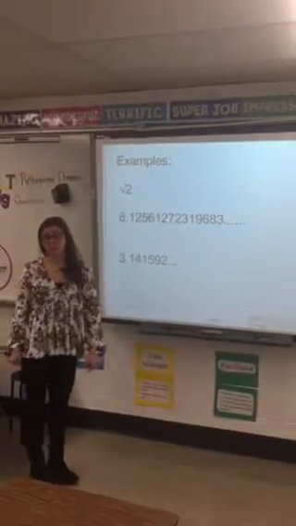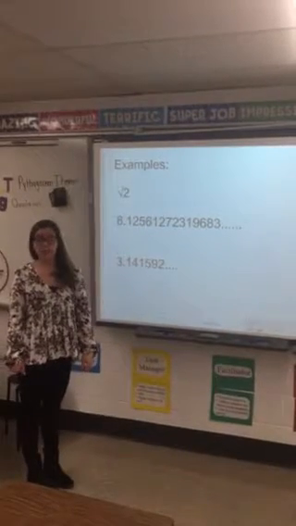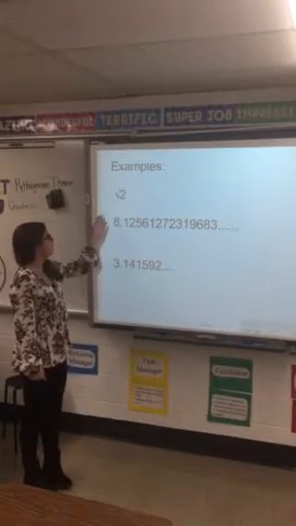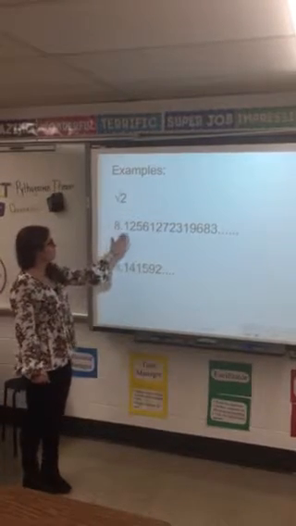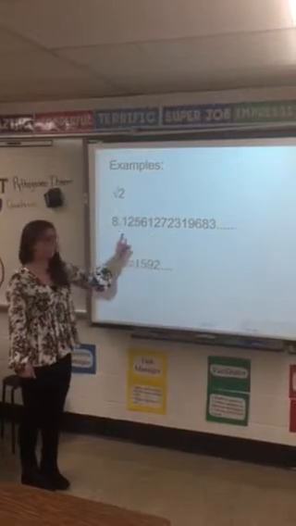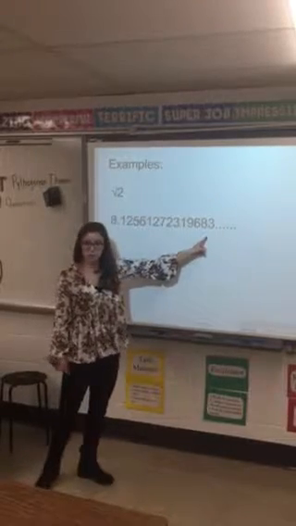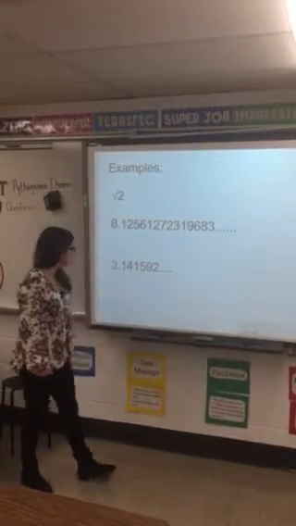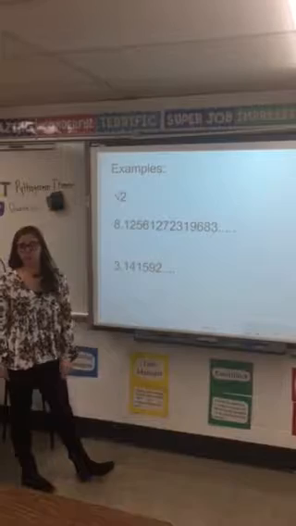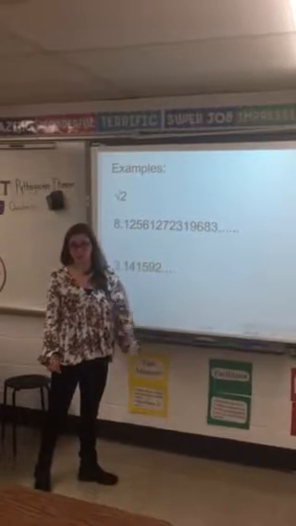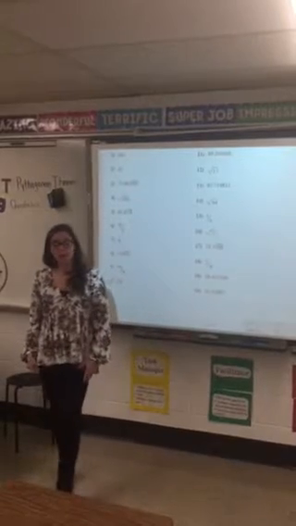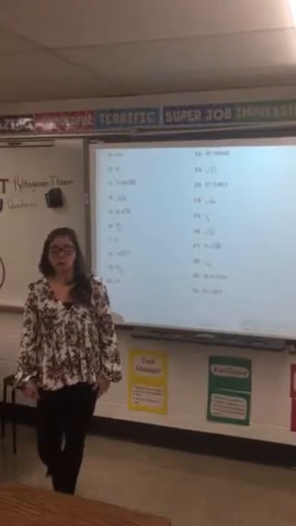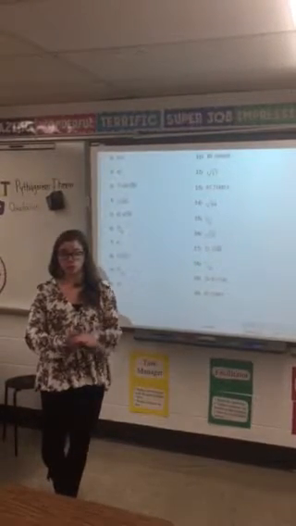The next examples are irrational numbers, which means they cannot be turned into fractions, that would be a number like the square root of 2 or 8.1256127. You can see there's not a pattern here, so we cannot turn that into a fraction. And same with 3.141592, pi cannot be turned into a fraction. Okay, so what I'm going to have you do, I'm going to have you look at the 19 examples, and I want you to just label as rational or irrational.